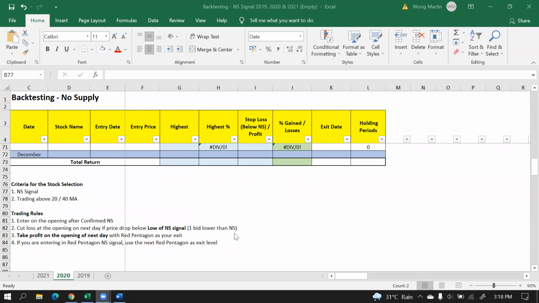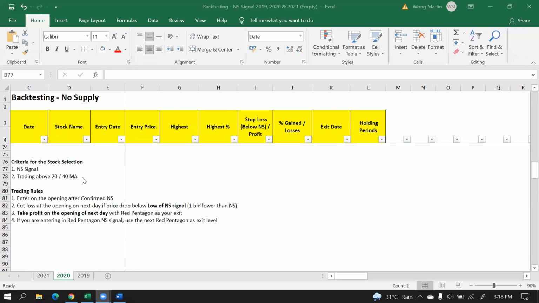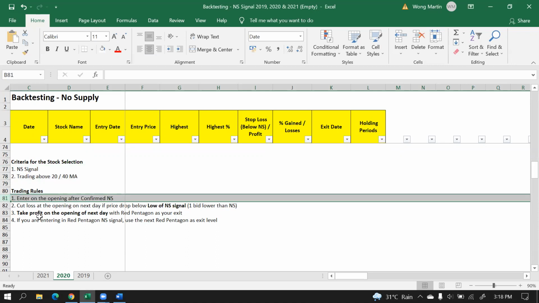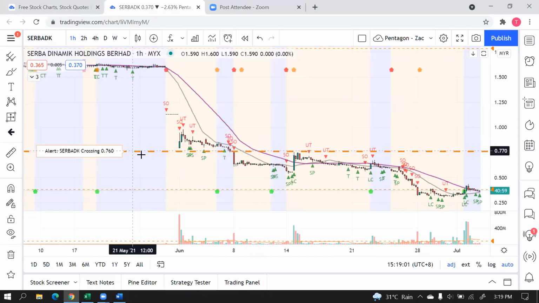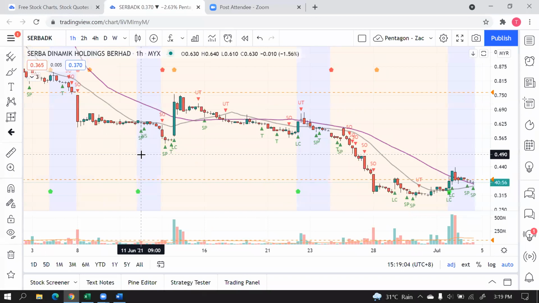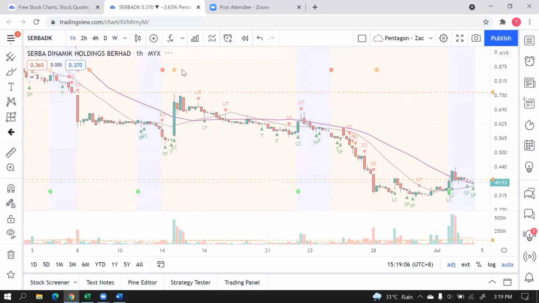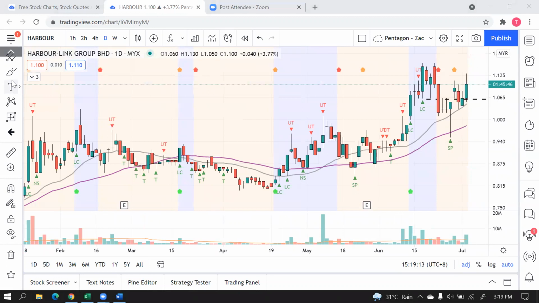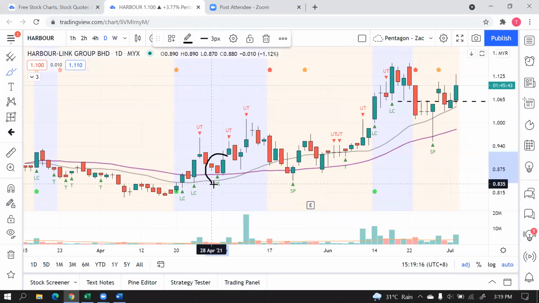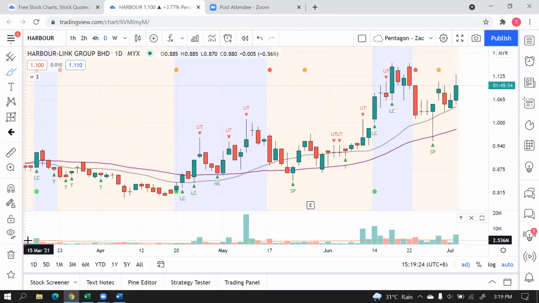So now here are the trading rules. I actually put them into Excel here, so don't worry. Enter on the opening of the confirm NS. What I mean by confirm NS is that whenever you got NS, let's go to Harbor, for example here. When I say confirm NS, it means these two, it's not referring to this bar. Confirm NS is referring to two bars, including the second bar. Anything that you see from the screener is a confirm NS.